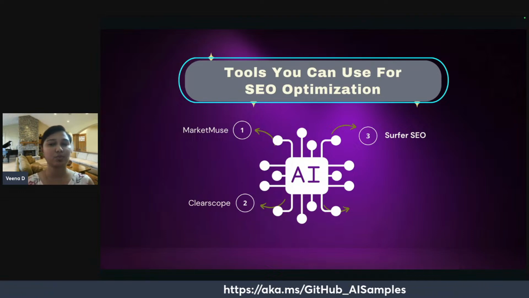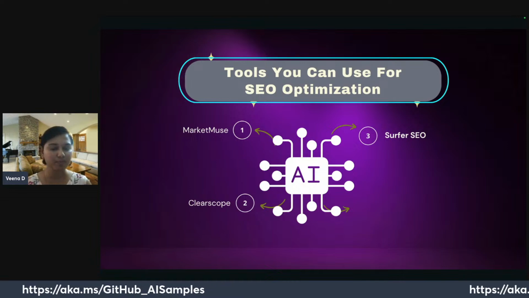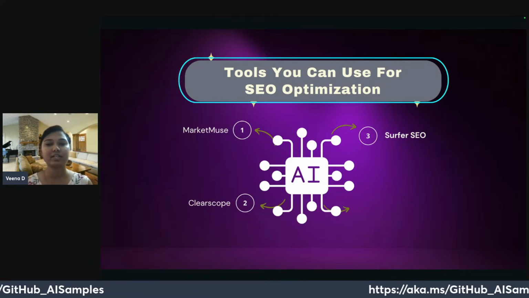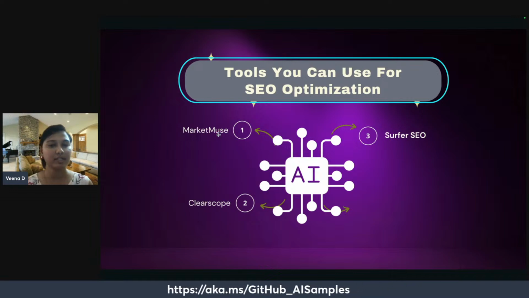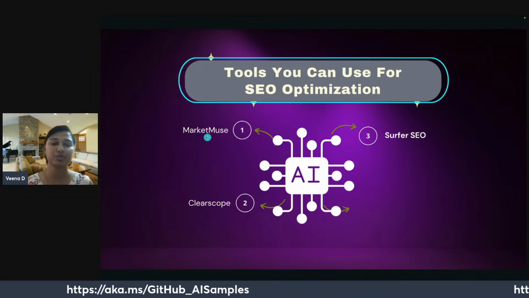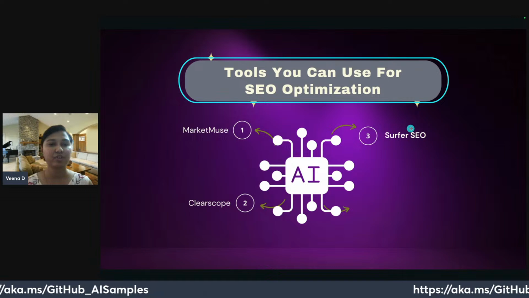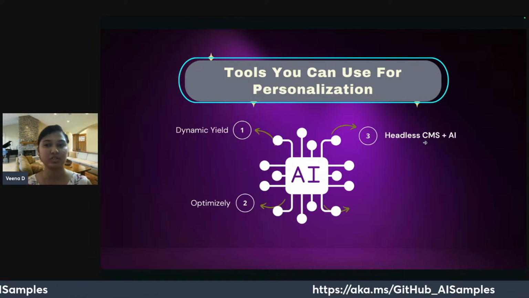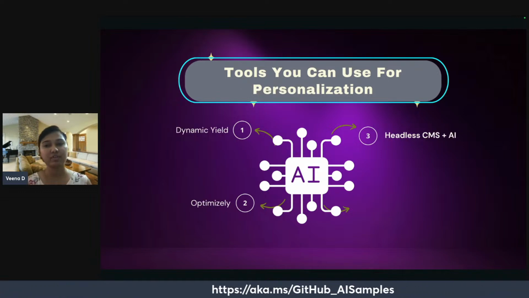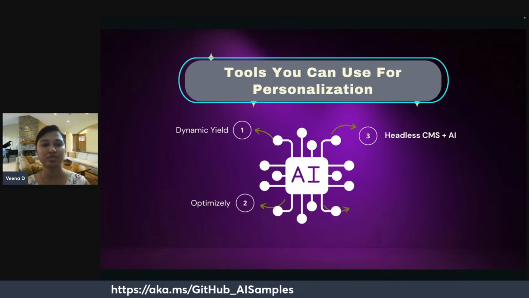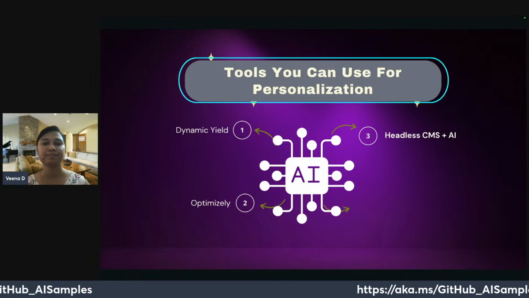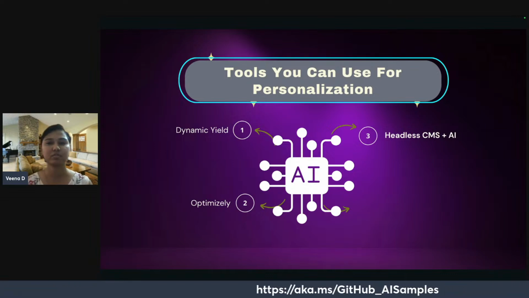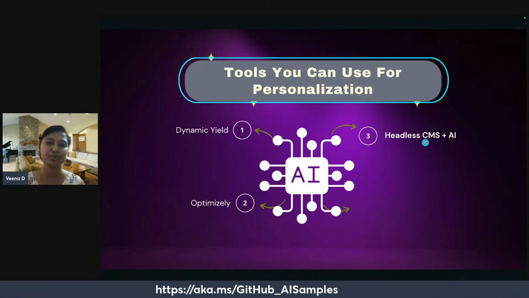Next, with respect to SEO optimization, these are different external plugins that can be added along with what we have for content creation. So we have MarketMuse, Clearscope, and Surfer SEO. And guys, the tools which I'm giving are the most used tools. They are tested and stable to use.